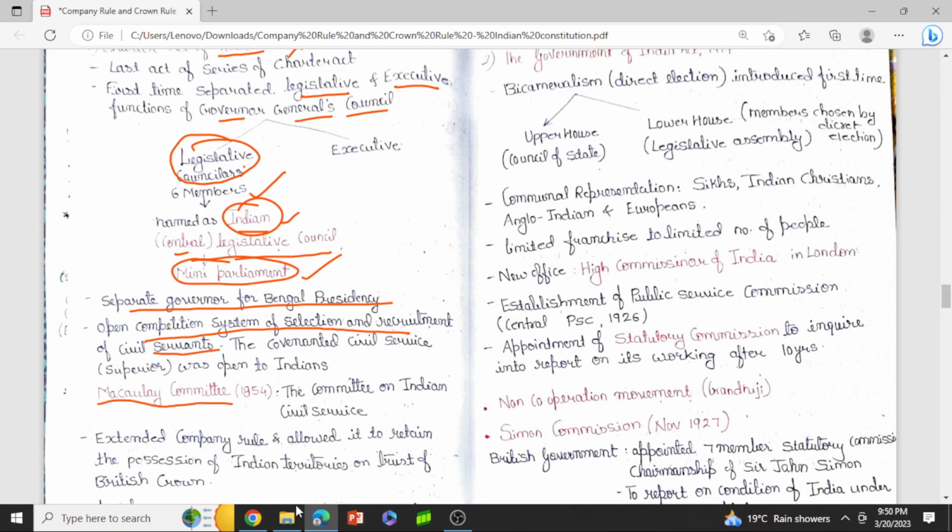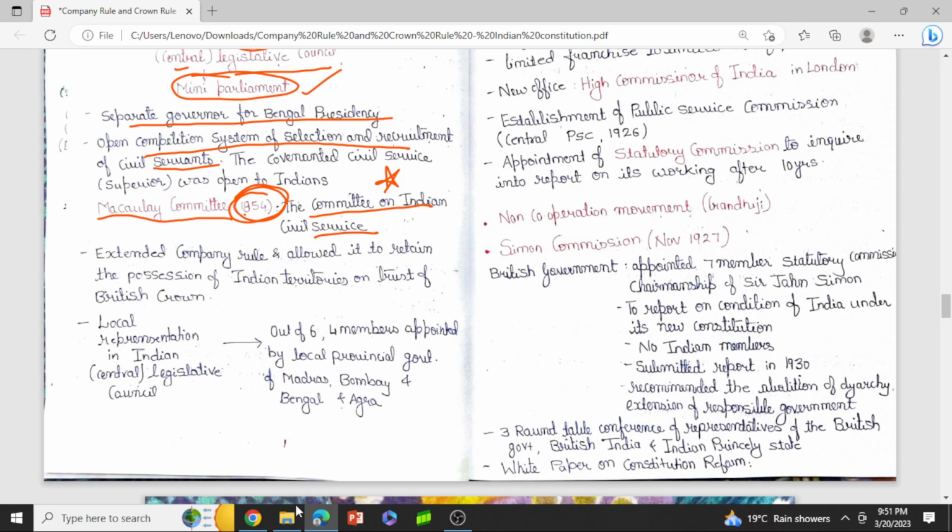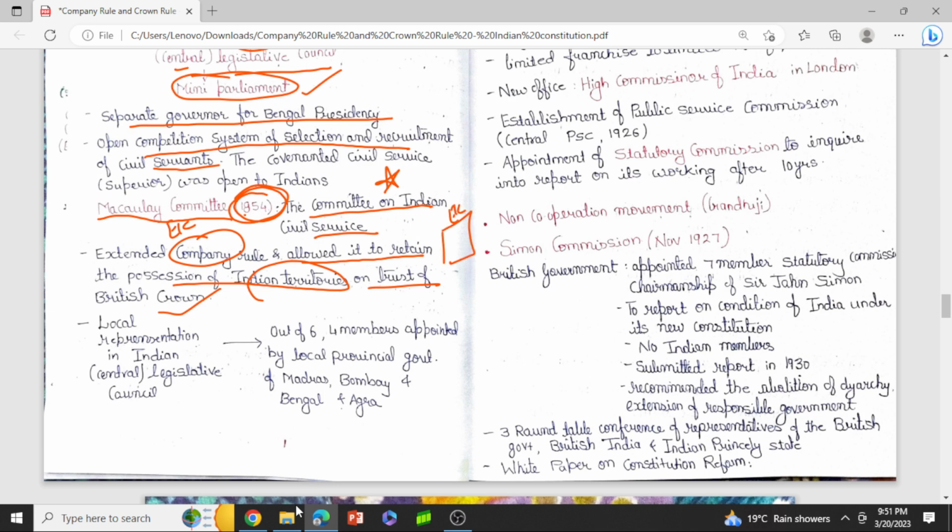So the Macaulay Committee was formed for the first time here through this charter, 1854. This was the Committee on Indian Civil Services. This is really very important from the exam point of view. It extended the company rule and allowed it to retain the possession of Indian territories on the trust of the British Crown. So East India Company was allowed to retain the possession of Indian territories. Indian territories were under the control of the company till now, but under the trust, means everything would be going according to the British government.